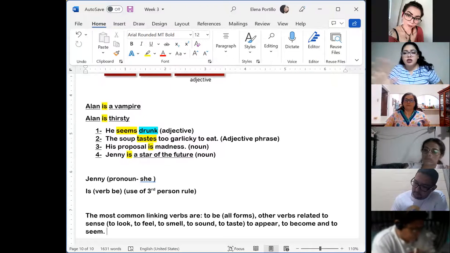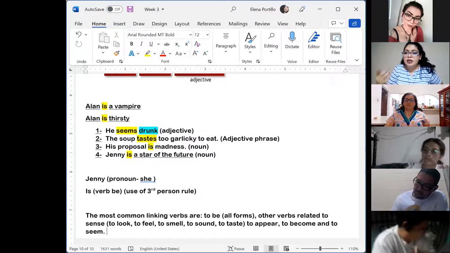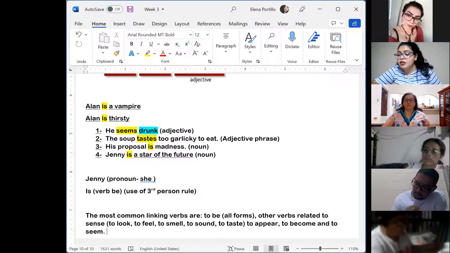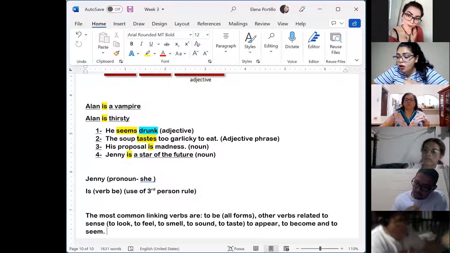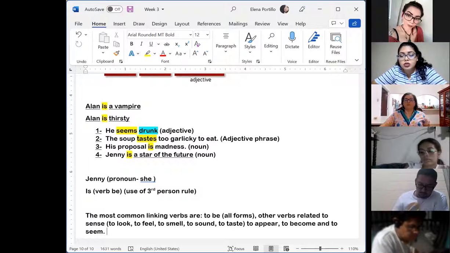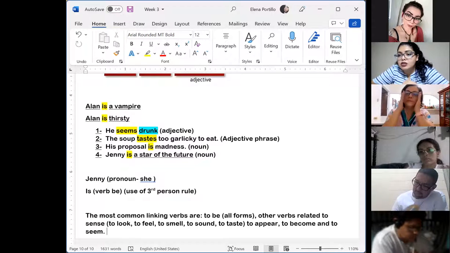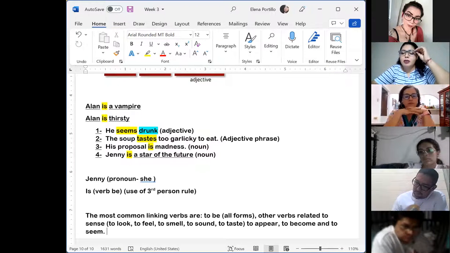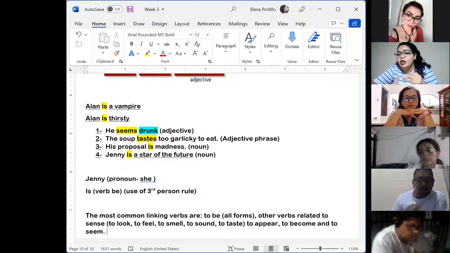Cuando nosotros hablamos de los 5 sentidos, para sentir, para ver, para oír y todo eso, también son linking verbs. Y decía que también become, también to seem, y eran también linking verbs. Solo esos son los linking verbs y básicamente, ya sabiendo eso, nosotros nos acordamos cuando los vemos, ¿verdad? El verbo to be, los que describen los senses o los sentidos, y el become y el seem.